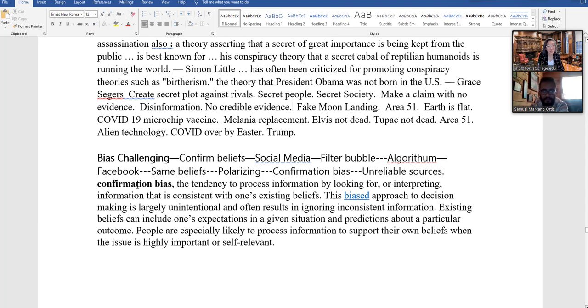Bias challenging means that you confirm your bias. So confirmation bias means, why do people love social media so much? It's because in social media you have a whole bunch of people who believe the same thing that you believe, and then you all hang out together. That's known as confirmation bias, the tendency to process information by looking for information that is consistent with one's existing beliefs.